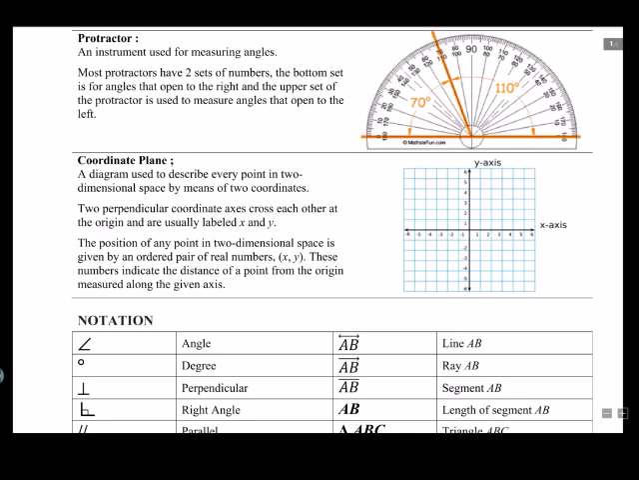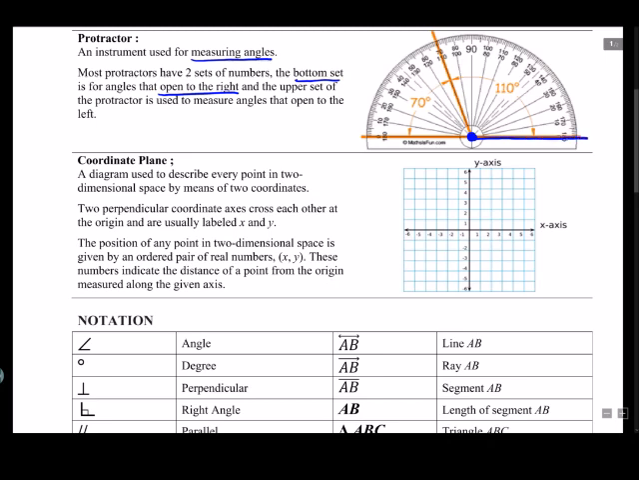Next is one you should be familiar with, the protractor. It is used for measuring angles. Now, you know that when you put your protractor on your angle, there's a spot here, usually a little hole or a marking of some sort, that goes on the center of your angle. And then you have two sets of numbers for the most part. The bottom set of numbers is for angles that open to the right. So you put your vertex of your angle in that little center spot.